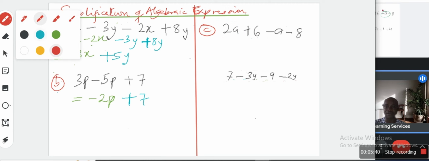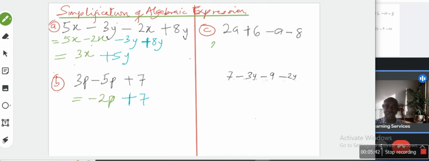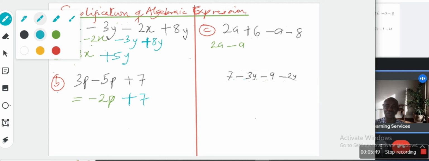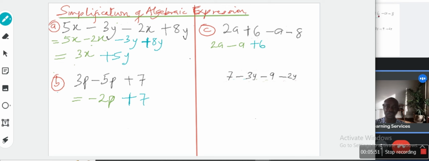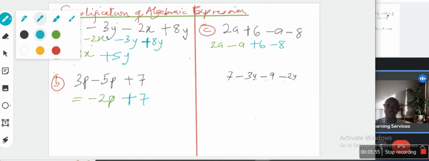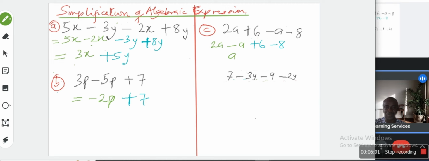So we're going to have 2a and then minus a. We have brought all the a's together. Then we work with the numbers. Plus 6 and minus 8. 2a minus a gives us what? 1a, or you could just write a. Plus 6 minus 8 gives what?